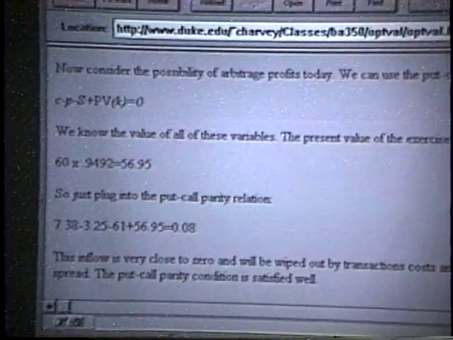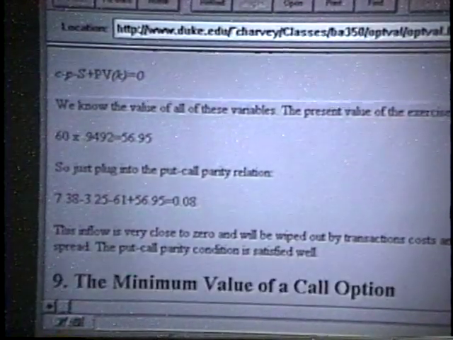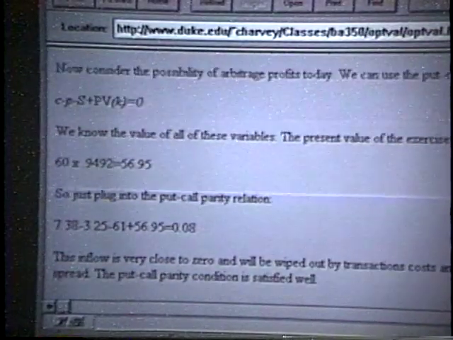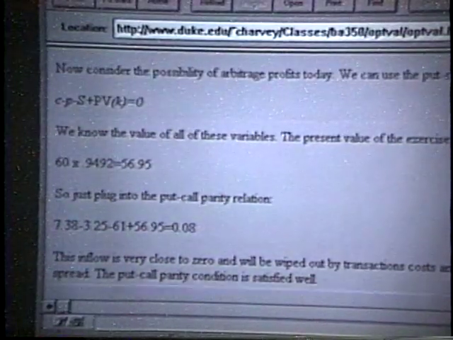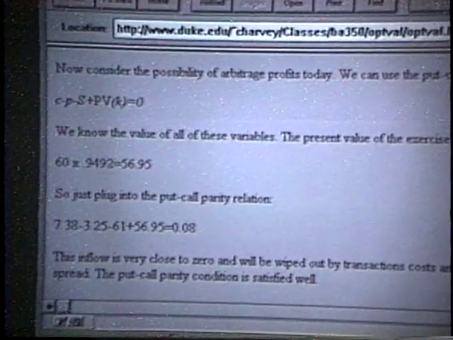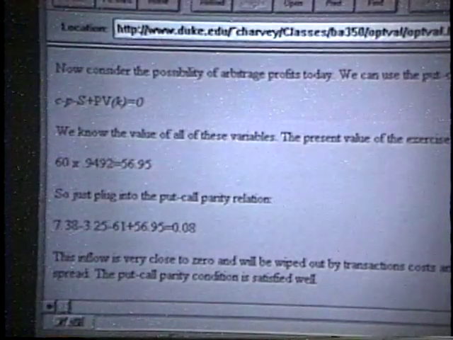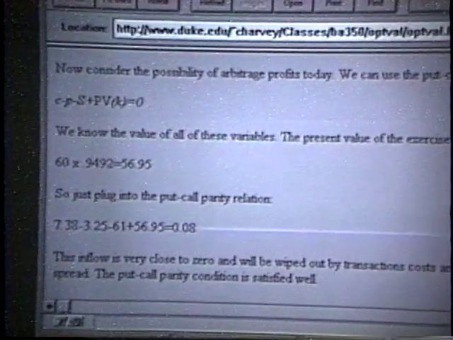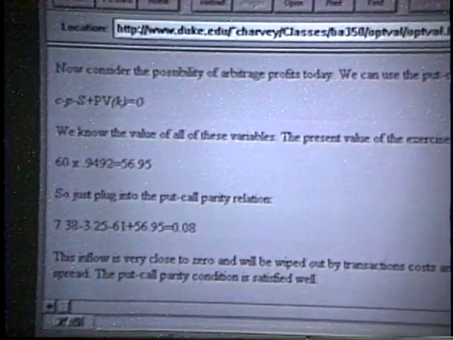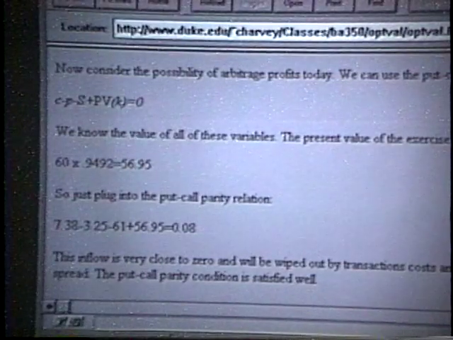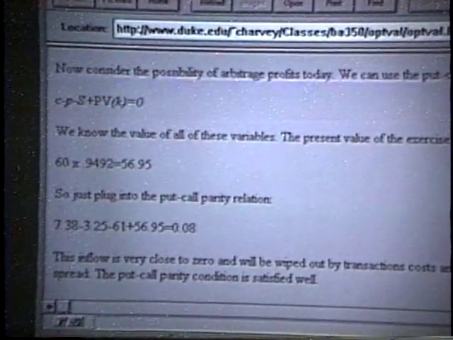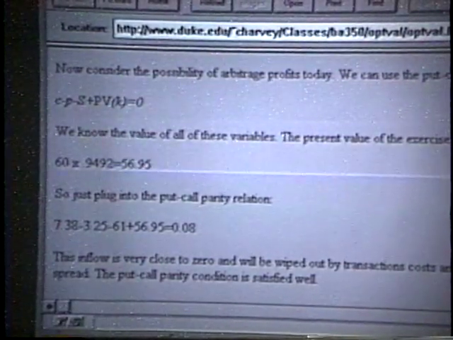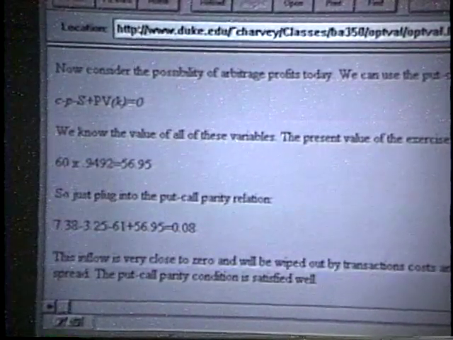And what I say here is the inflow is pretty small, 8 cents. It's not worth actually trying to arbitrage this. So even though the question says ignore transaction costs, I'm kind of ignoring that part of the question. You know, technically, if I say that, you should say that this is an arbitrage opportunity. Practically speaking, it is not one.